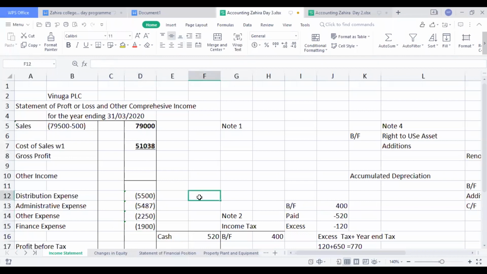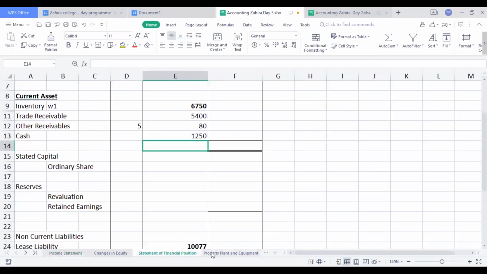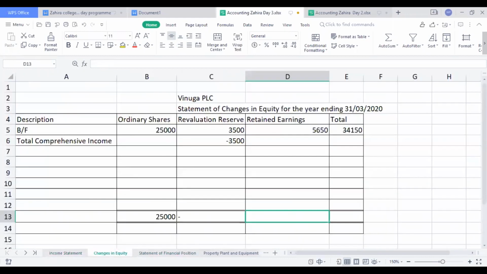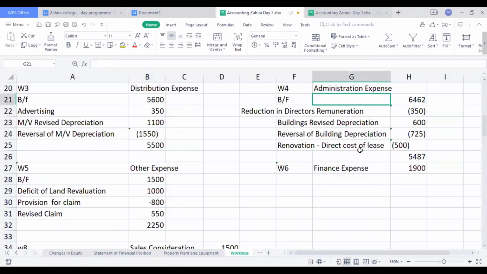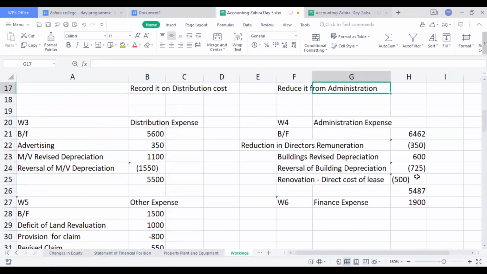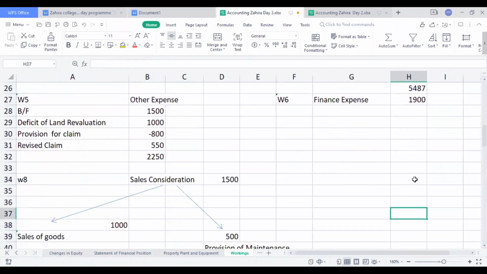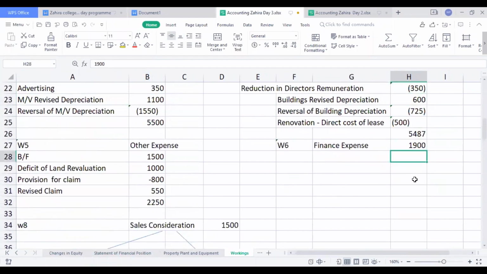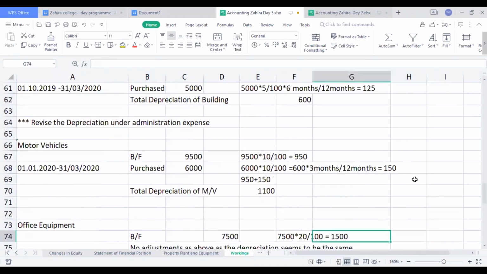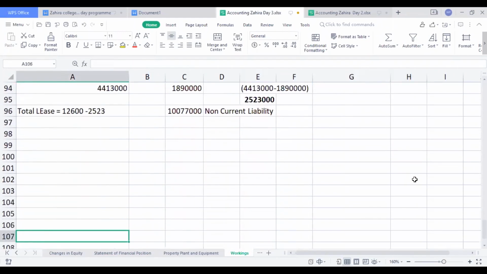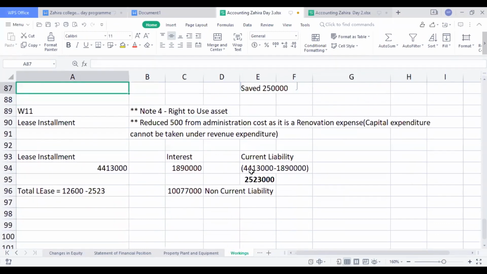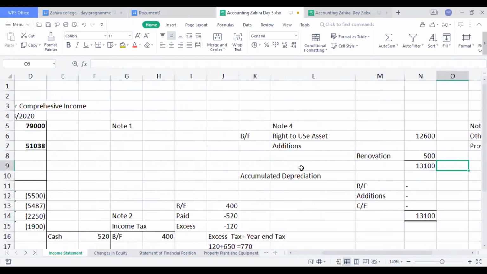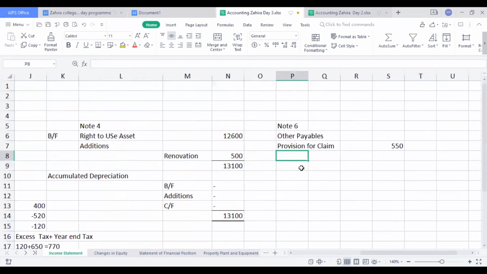Lease interest, we removed it from the administrative expenses. Here, under workings, I can show you. So you're asking about the lease interest. Okay, I got it. This lease interest we don't take into the books of accounts because this is for next year. They are giving note 6.